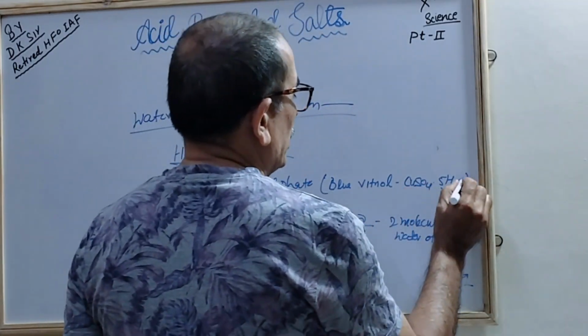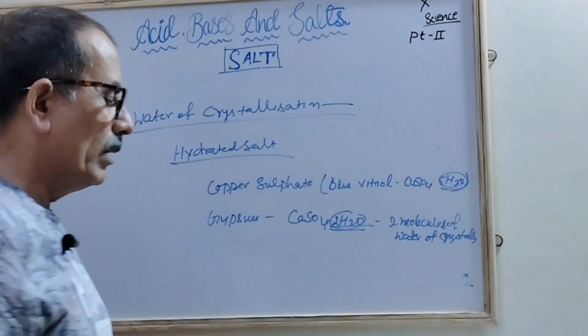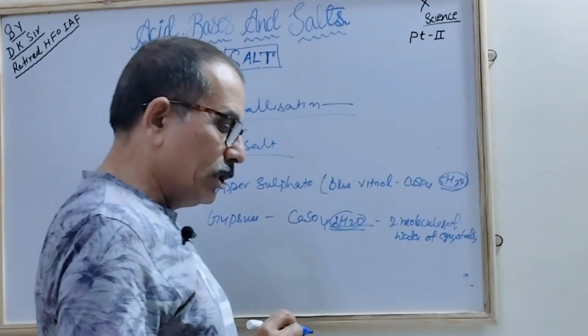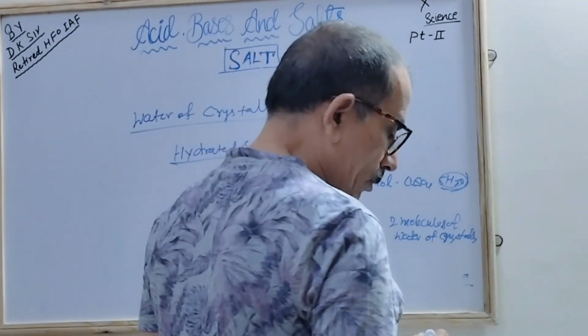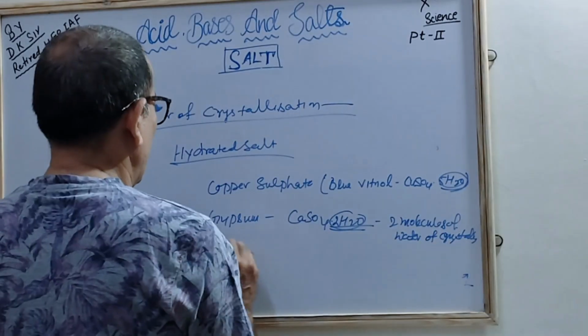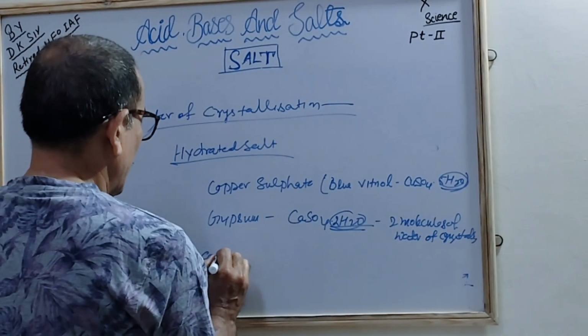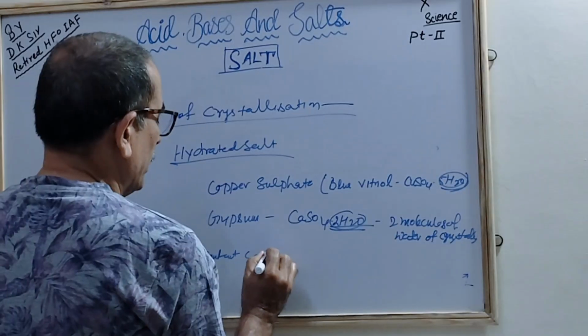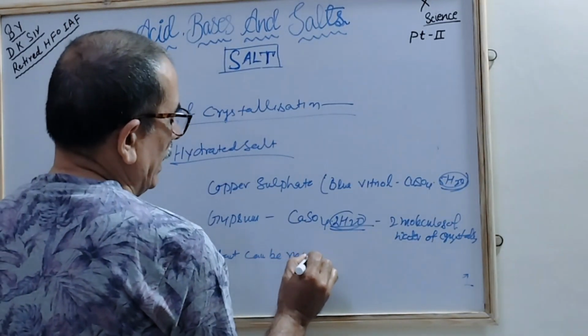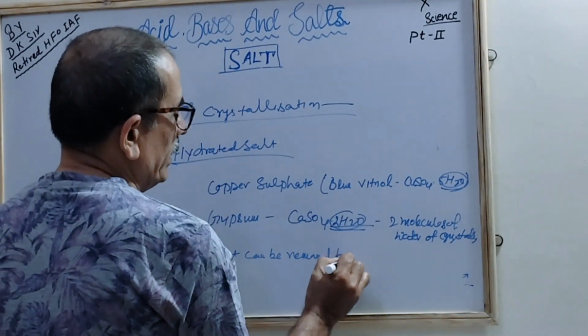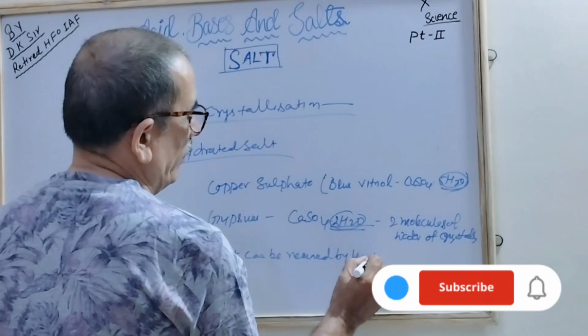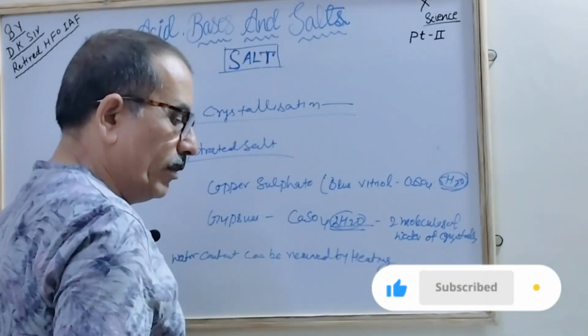Here in copper sulfate we have 5 molecules of water of crystallization. This water of crystallization can be removed. The water content can be removed by heating. Heating is the one way by which you can remove it.